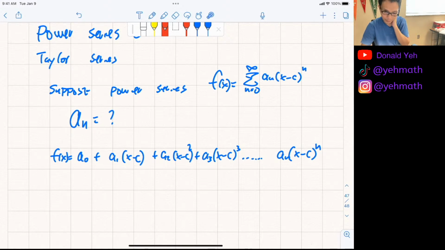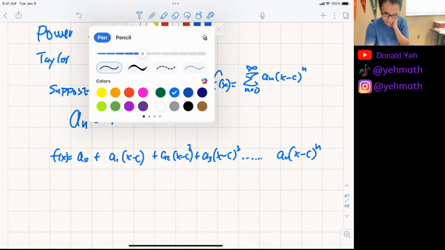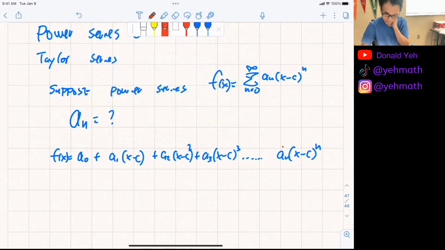Now here's the point of interest. The point of interest is just like this part right here, a to the n. I want to figure out a to the n. How do I figure out a to the n by itself? How do I get a to the n by itself?